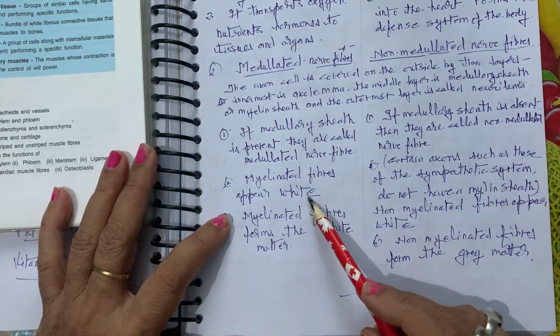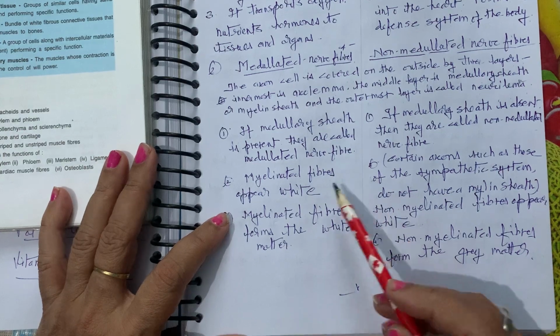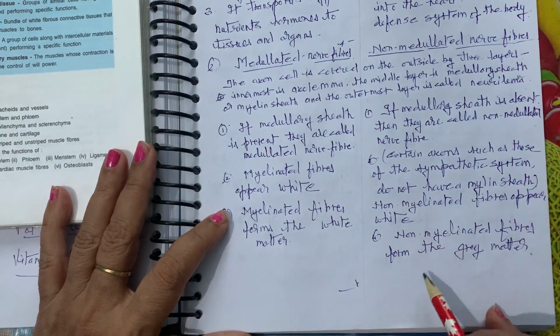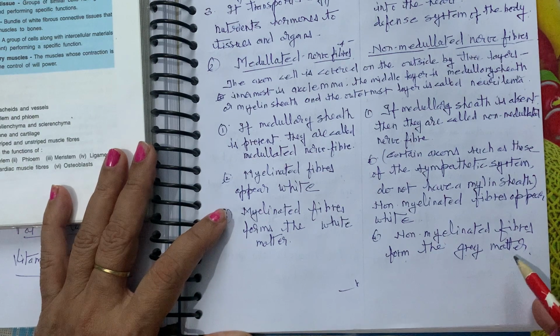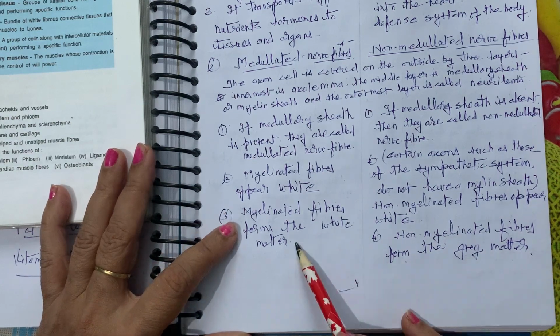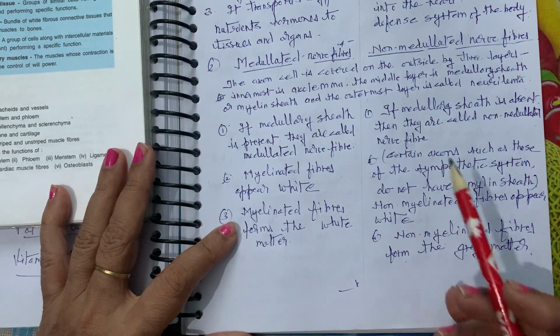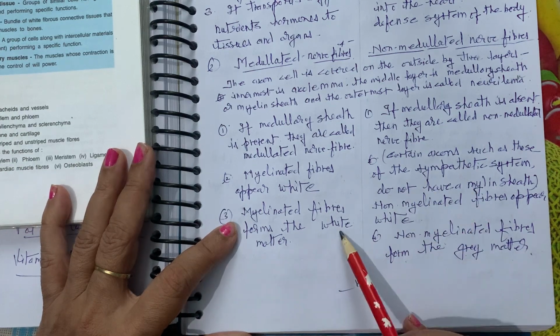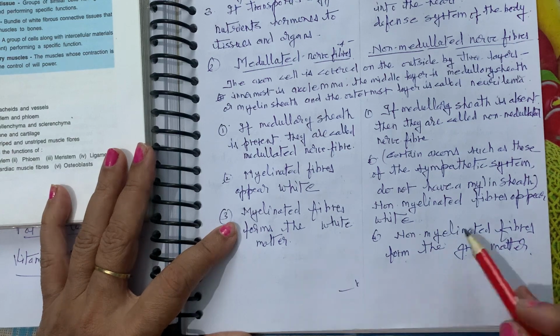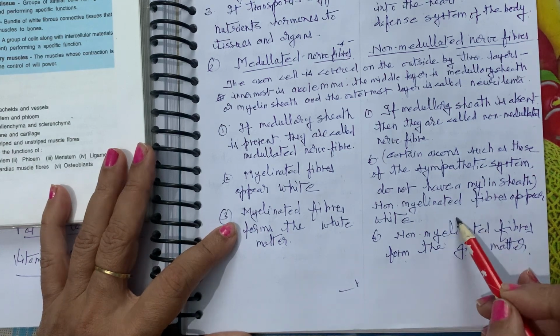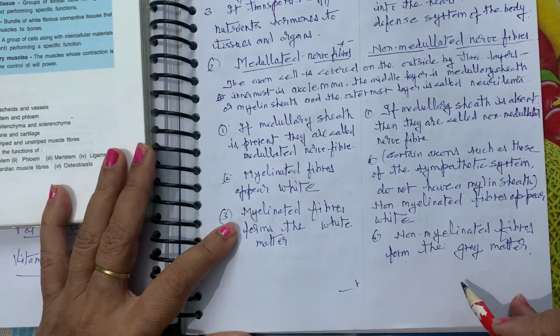Myelinated fibers, meaning medullated fibers, appear white, whereas non-medullated fibers form the gray matter. Medullated fibers form the white matter of the central nervous system in the brain, whereas non-medullated fibers form the gray matter.